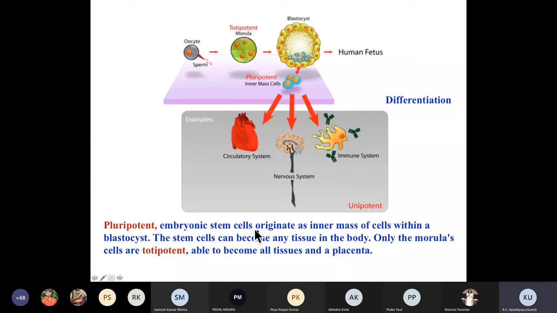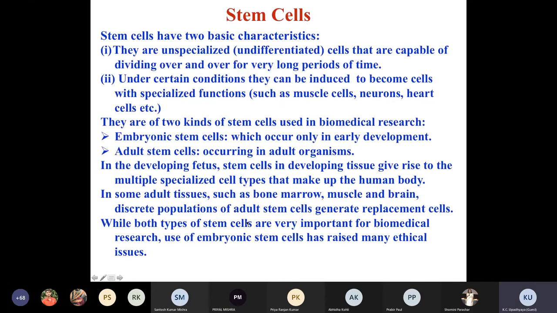Okay, next, let's do the stem cells. Stem cells have the property to differentiate. Stem cells are undifferentiated, unspecialized cells. They are capable of dividing over a long period of time. Under certain conditions, they can be induced to become cells with specialized functions, such as muscle cells, neurons, or heart cells.